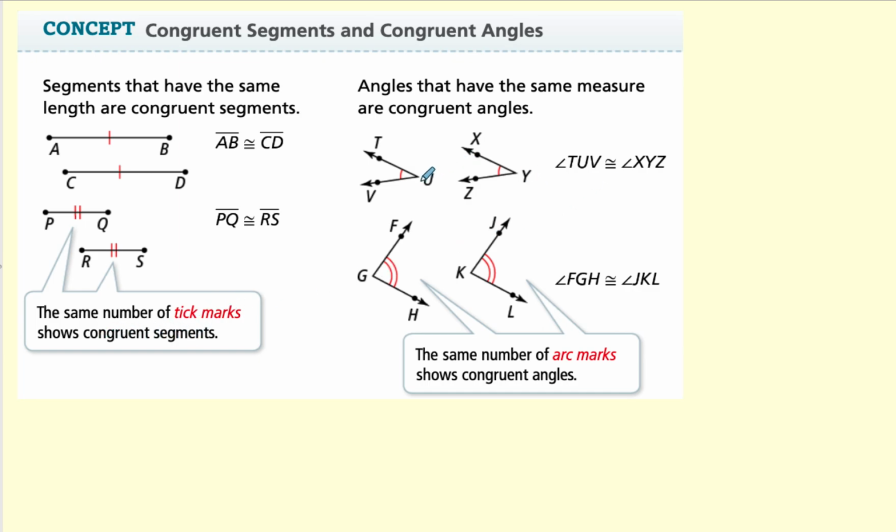For angles, we use tick marks that are curved. So these two angles have the same measure, the same number of degrees. If I were to take this angle and move it over here, there would be a perfect match. They would overlap each other perfectly. We use the symbol to say this set of points is congruent to this other set of points. Notice I'm not using the m at all.